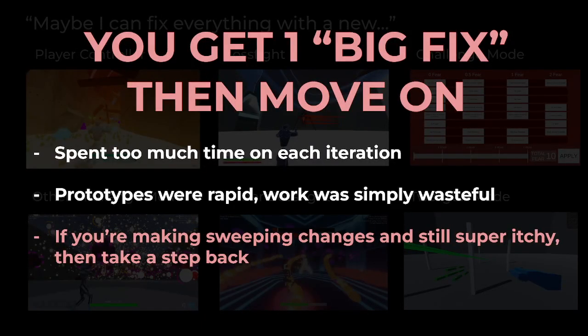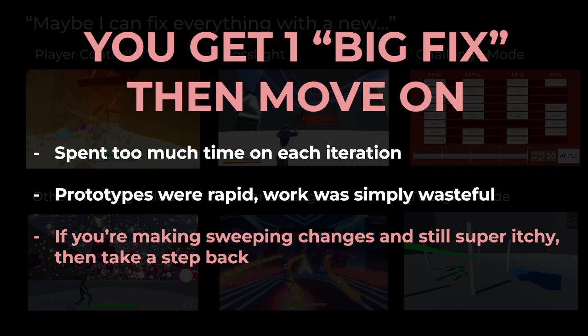You get one big fix and then you gotta move on. If you have more than one big fix, then you're failing, right? You're not gonna fail, well, you're gonna fail slowly. You gotta fail fast. So I've spent too much time on each iteration. The prototypes were rapid. I was making stuff really quickly, but the work was just wasteful, right? It wasn't working towards my goal. And if you're still making sweeping design changes and you're not itchy, then you got to take a step back.